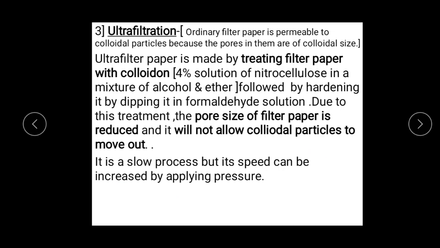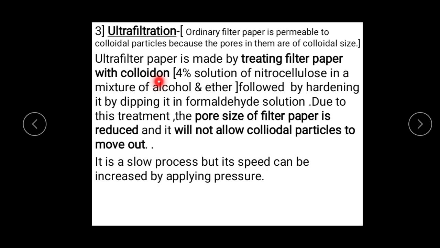Now you have to remember that the ordinary filter paper is permeable to colloidal particles. Now permeable means can pass through, or allows to pass through. Now ultra filter paper is made by treating filter paper with colloidin so that the pore size is reduced and it will not allow the colloidal particles to move out.